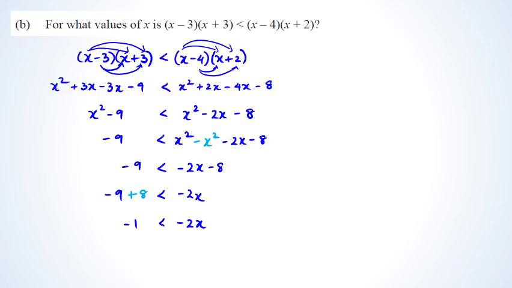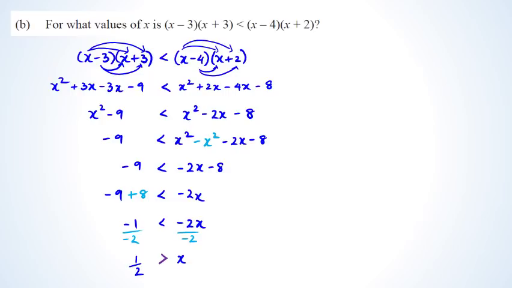And so the next step would be I divide both sides by negative 2. And remember that with inequalities, when you divide by a negative, the inequality sign shifts. So this is going to look like this now. And you've got x is actually less than positive half, because the two negatives cancel out.